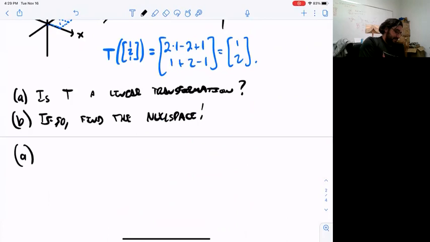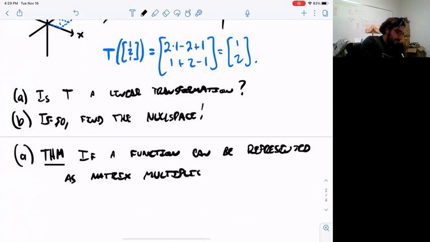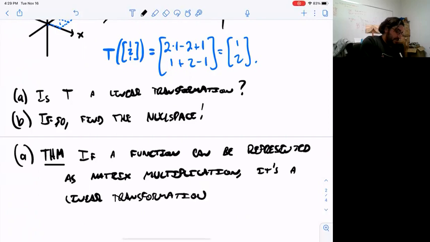Here's a nice way to conclude this. A nice theorem is that if a function can be represented as matrix multiplication, then it's a linear transformation. So this is a really useful theorem.